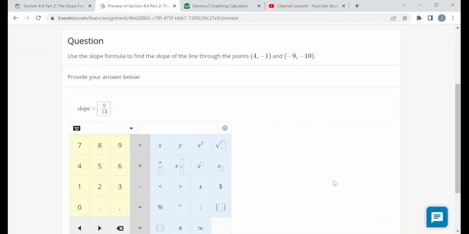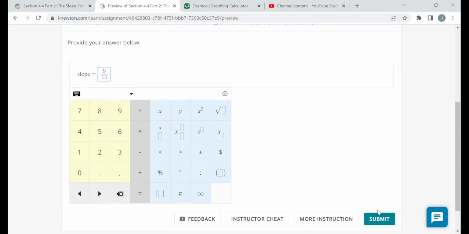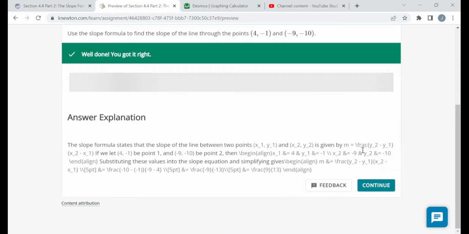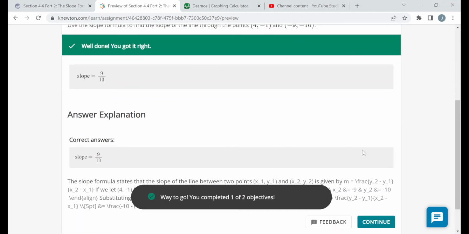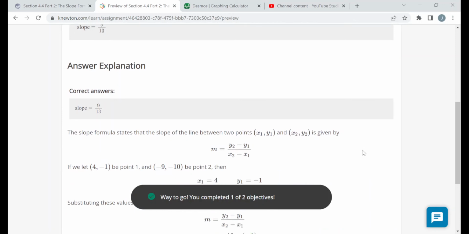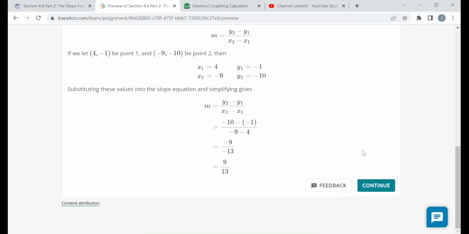Positive 9/13. And if you were to graph the line going through these 2 points, it would be a line that goes up as you go to the right. It has a positive slope. Great. So those should be pretty quick if you know the formula. It's a pretty simple formula in my opinion.